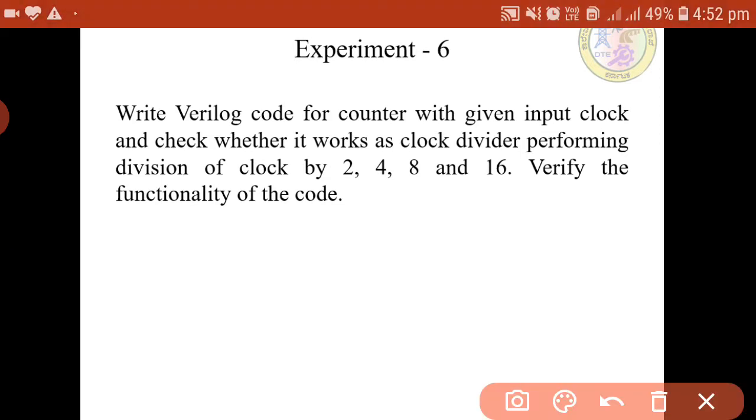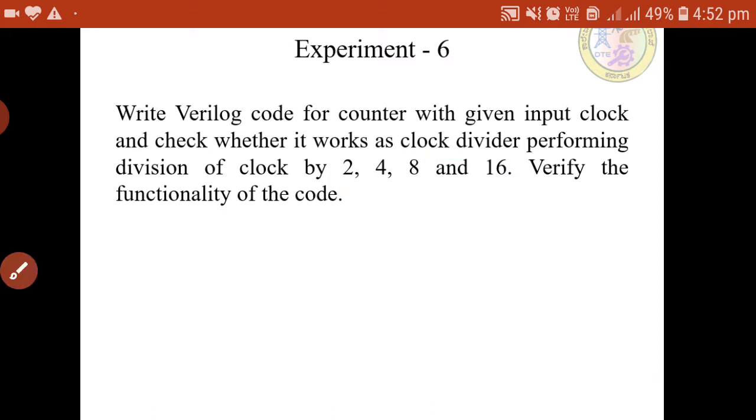The first part is to write the Verilog code for a counter with a given clock. After writing the code for the counter, using that counter we need to write logic such that the counter works like a clock divider, in terms of division by 2, 4, 8 and 16, and we need to verify the results. So this is the problem statement for experiment number 6.